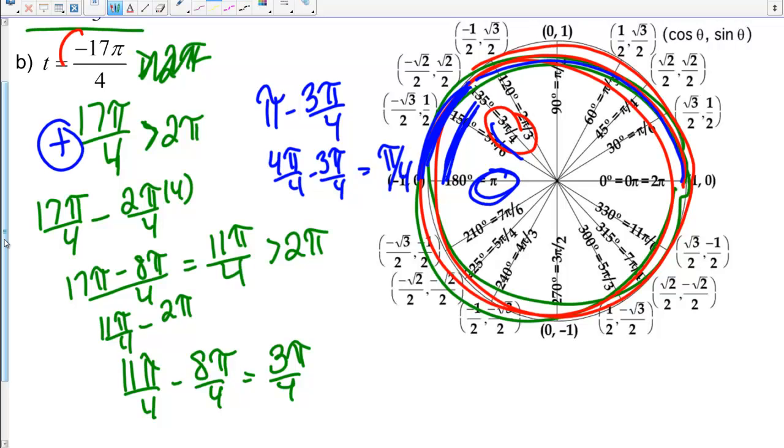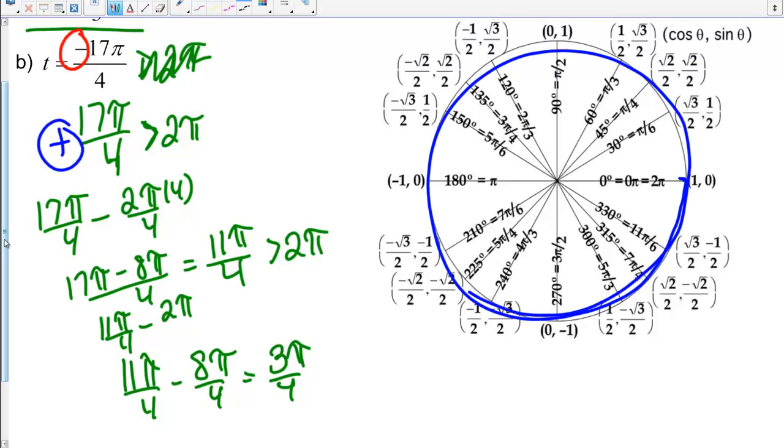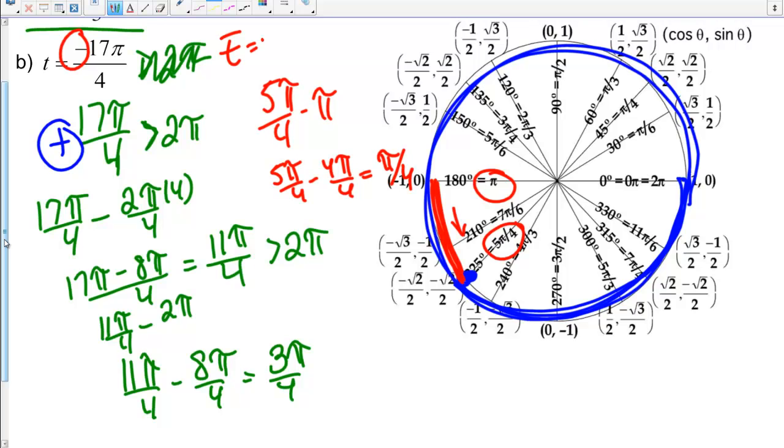But we are not positive, we have negative. Okay. So let's erase. All right. So we know that we need to go around once, twice, and back 3 pi over 4 more. So we're getting to here. And then we have this left over. So this reference angle is still what? We go from here to here. What's this distance? So 5 pi over 4 minus pi. So 5 pi over 4 minus 4 pi over 4 still gives me pi over 4. So t bar is pi over 4.